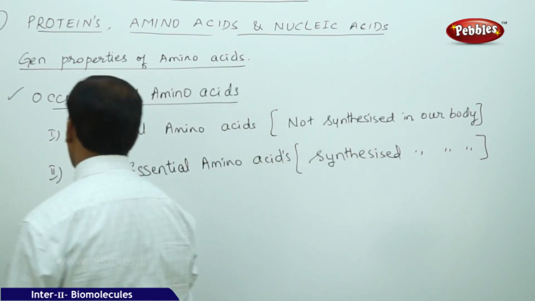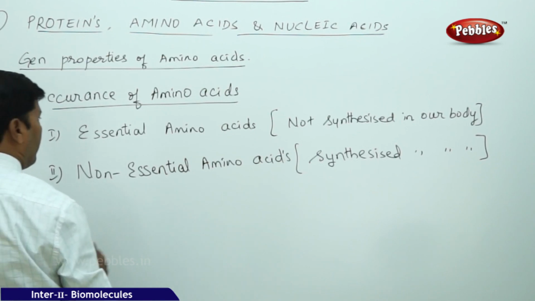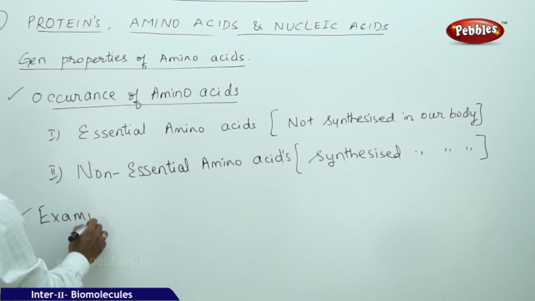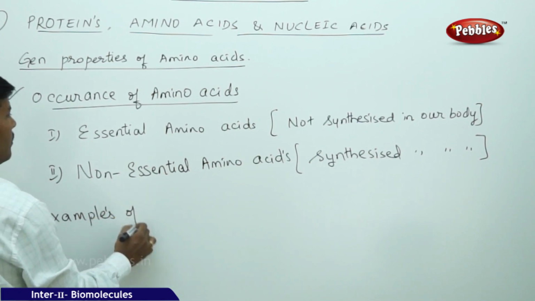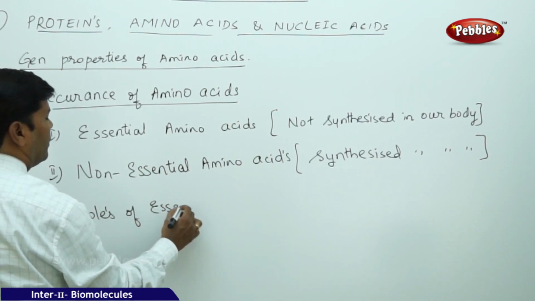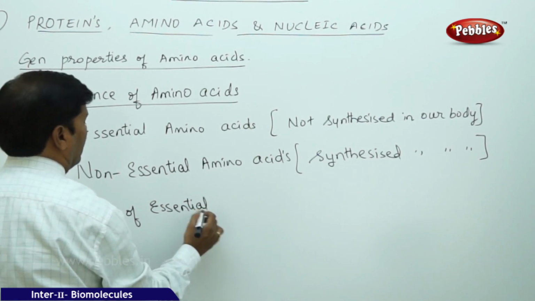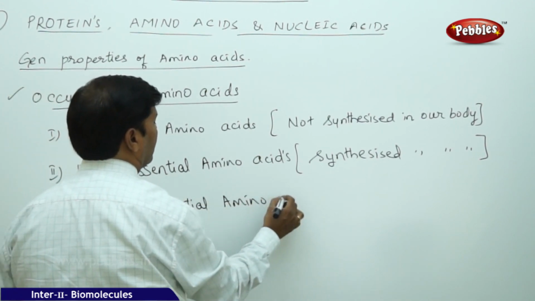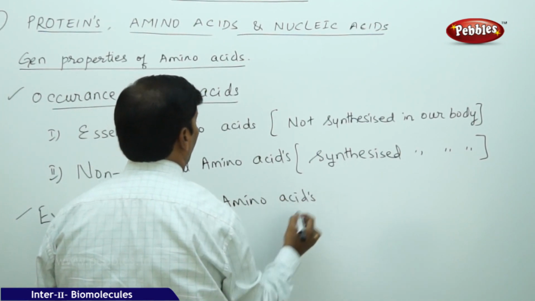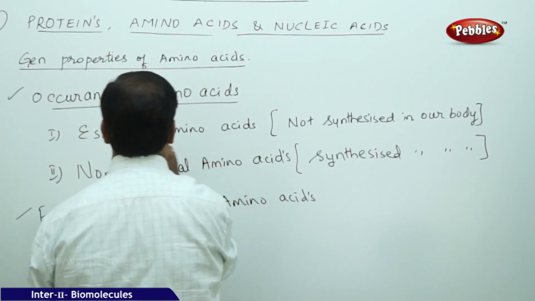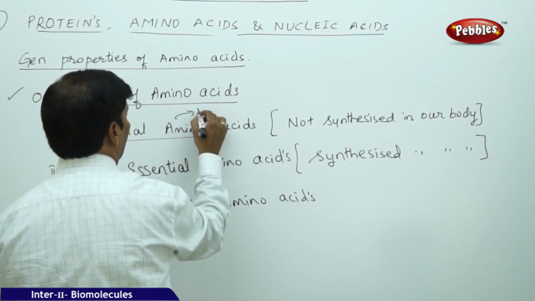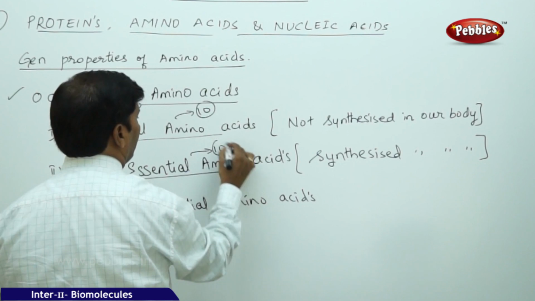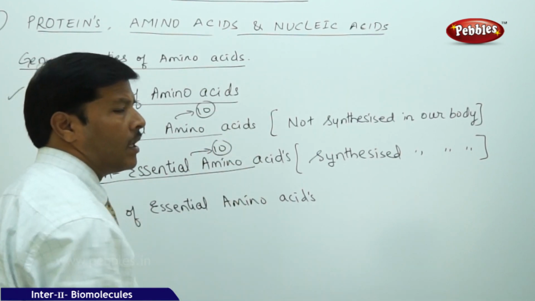So let me take some examples. If you go for examples of essential amino acids, there are 10 essential amino acids and 10 non-essential amino acids. So 10 plus 10, a total of 20 amino acids are known to us.